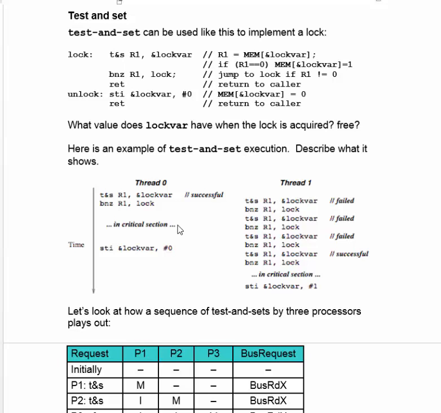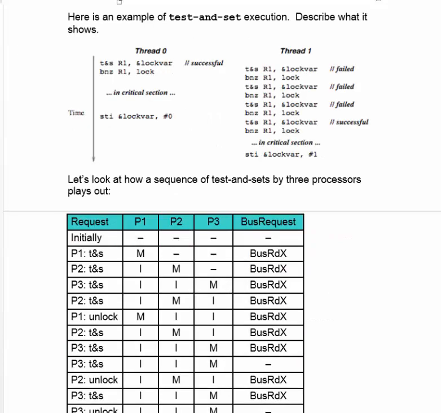Now let's take a look at an example of test and set execution. We have thread 0 that attempts to lock and is successful. It's in the critical section. Thread 1 eventually gets in the critical section too. So what does this show? That's my next question for you.